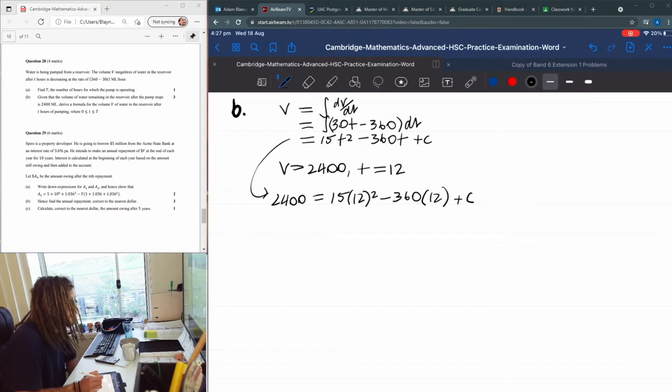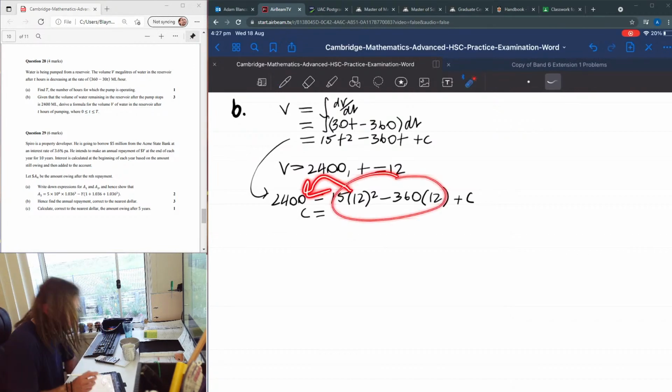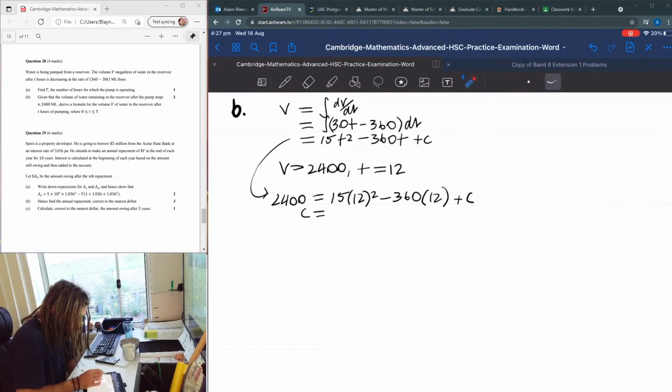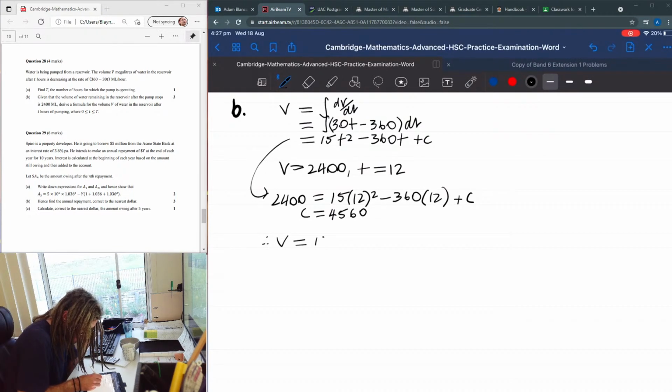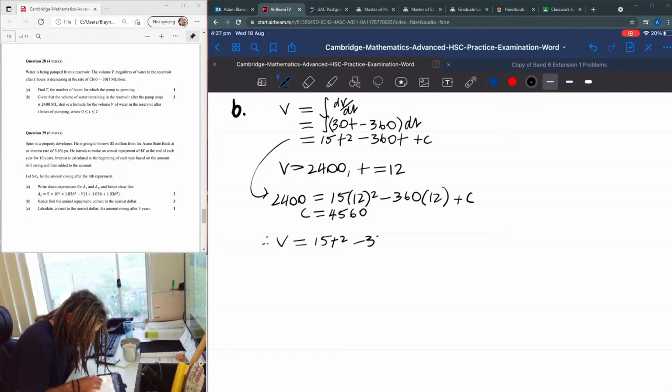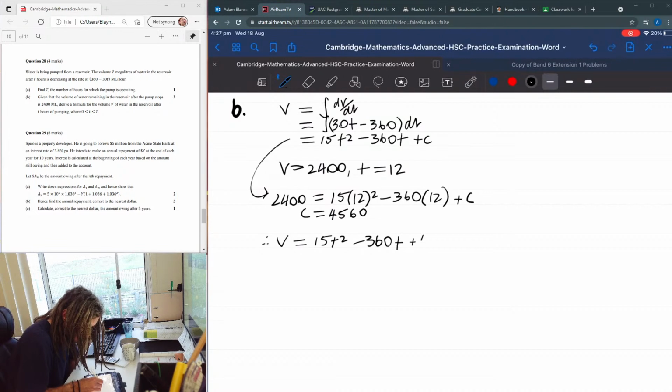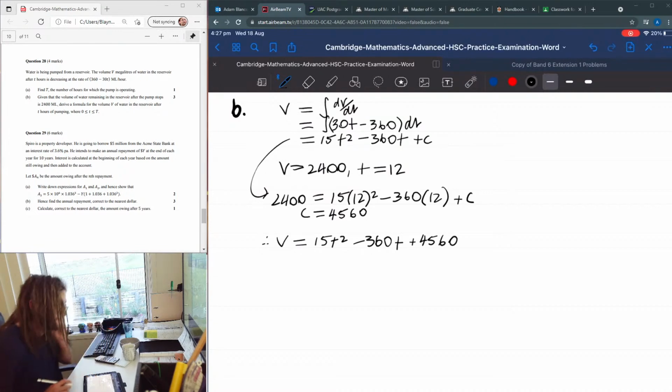Rearranging, C equals. So I'm going to move all that over there and chuck it in the calculator. What I get is 4560. So therefore, my formula is 15t squared minus 360t plus 4560. Oh, okay. That's easy. I don't know whether that's worth 3 marks, but I'll take it.